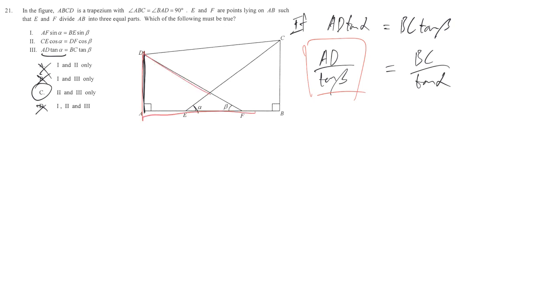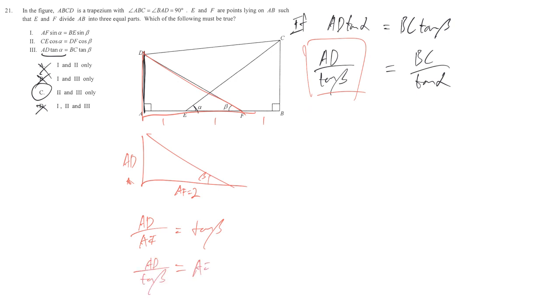Between AD and beta, this is AD, this is beta. So we use AF to represent it. Or you may consider it is 2. This is 1, 1, 1. You may consider it's 2. It does not affect the answer. So AD divided by AF is equal to tangent beta. We want what we have here, so that's why we rearrange the position. AD divided by tangent beta is equal to AF. So some of you may understand what I'm going to do now.